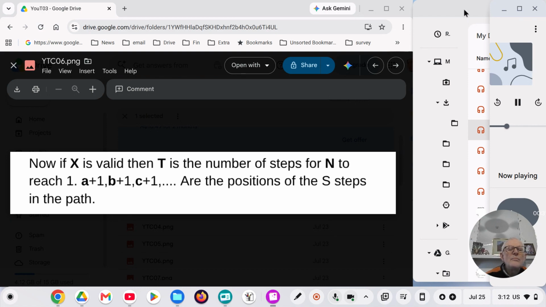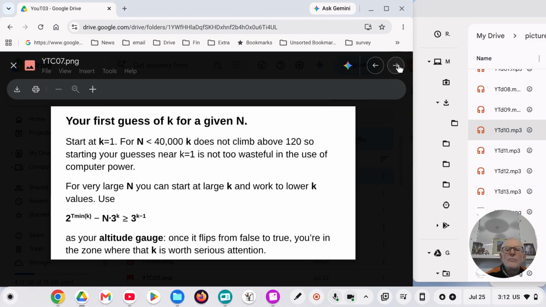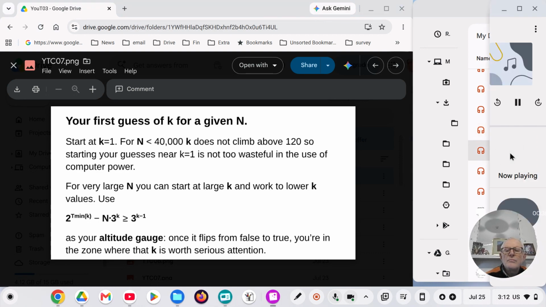Your first guess for k can be 1, and if not correct, then test higher and higher values of k. For n up to 40,000, k does not climb above 120. Therefore, you can go through a maximum of 120 guesses for k before getting the correct t for every n up to 40,000. Starting off at k equals 1 may seem a bit silly, so you can start at higher k values for larger n.